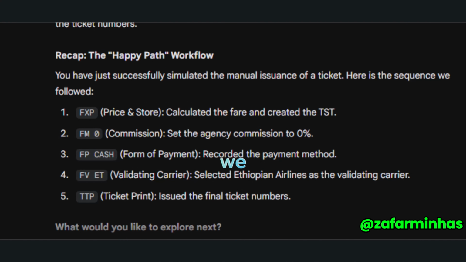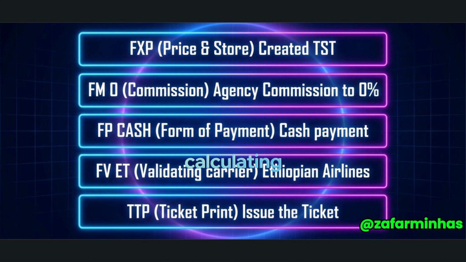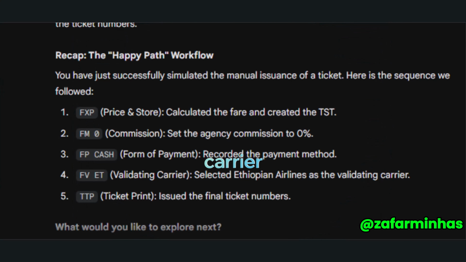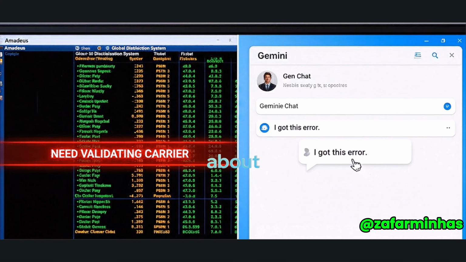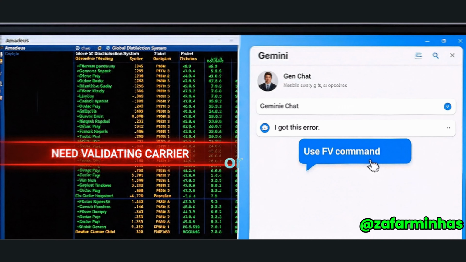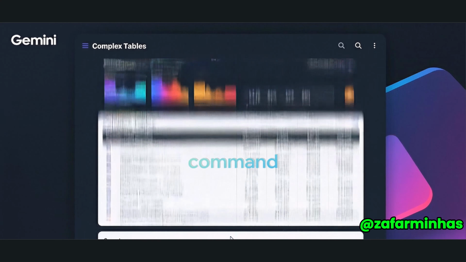To recap what we covered today, we started by calculating the fare using FXP, followed by adding commission FM0, followed by adding form of payment, FP cash, followed by adding validating carrier, FVET, and finally we issued the ticket using TTP. Remember, you can keep the prompt we used today to ask Gemini about any errors you encounter, or to ask about more advanced command variations.